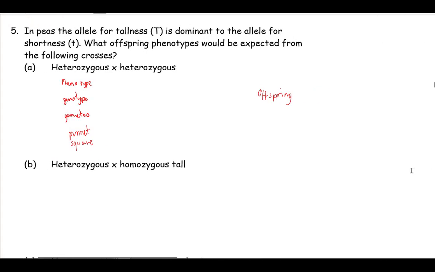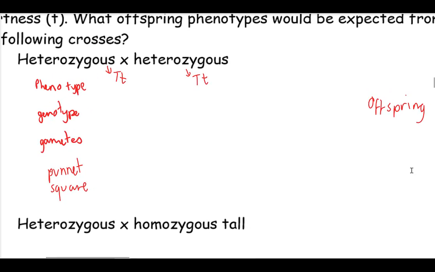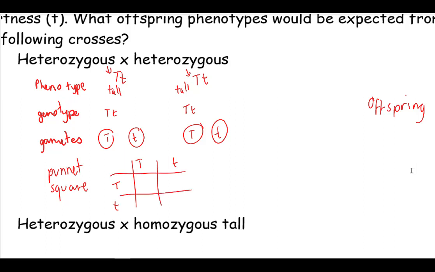So if we've got here heterozygous crossed with heterozygous, it's going to have to be big T little t crossed with big T little t. So their phenotype is going to be tall crossed with tall. Big T little t, big T little t. Those are the gametes. And the Punnett square. There's a tall one. There's a tall one. There's a tall one. There's a small one. So the ratio is 3 tall to 1 small.